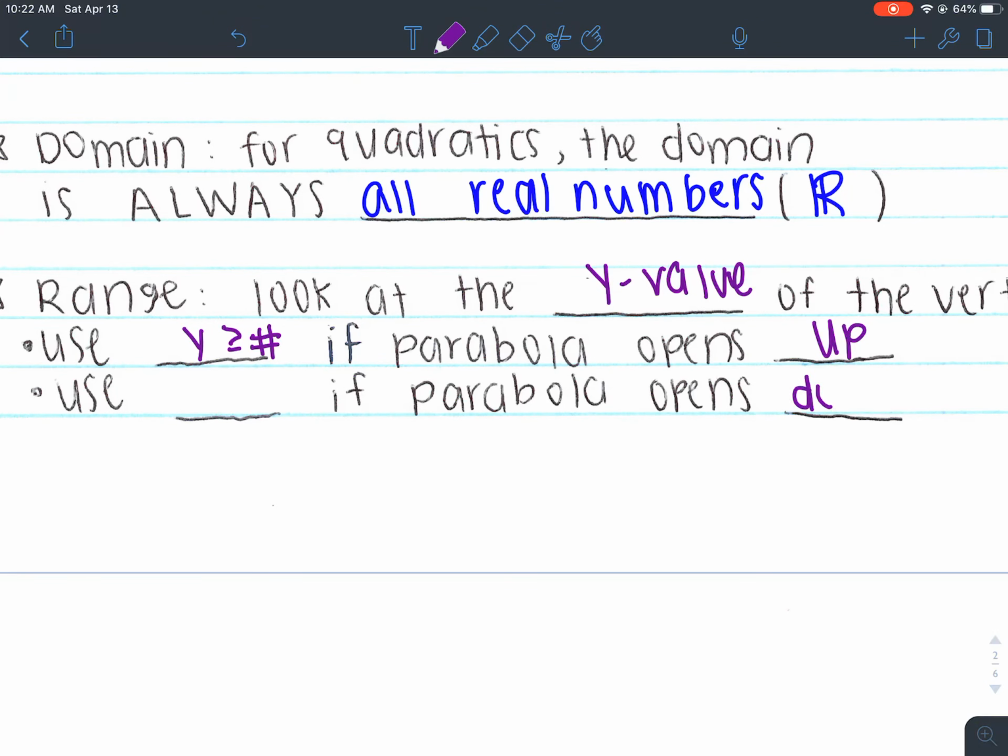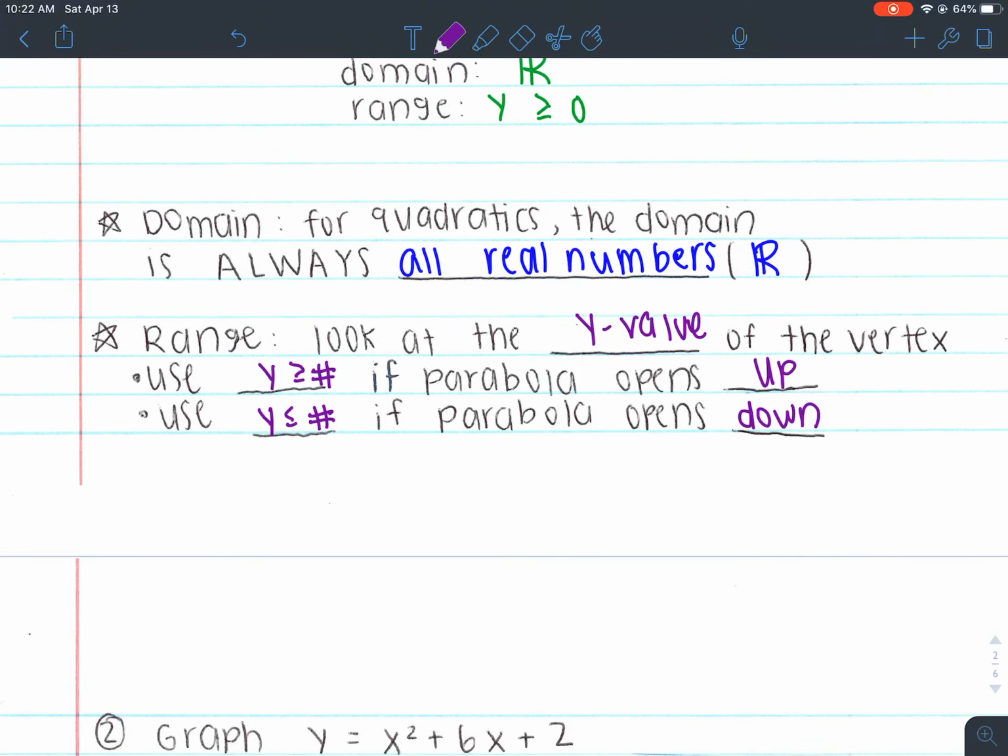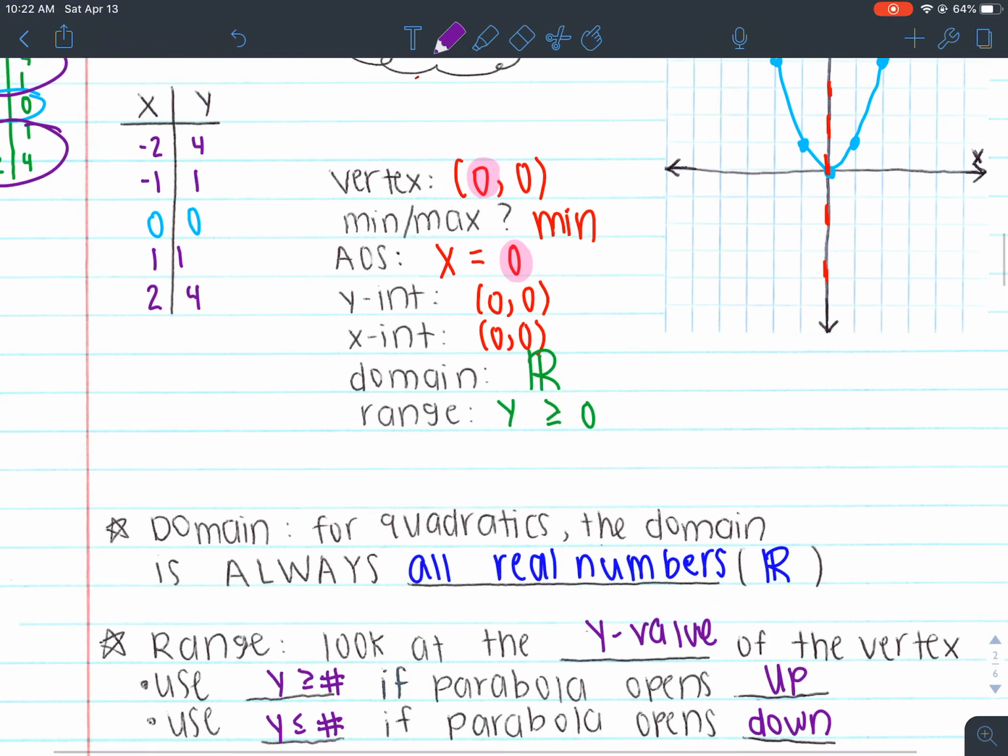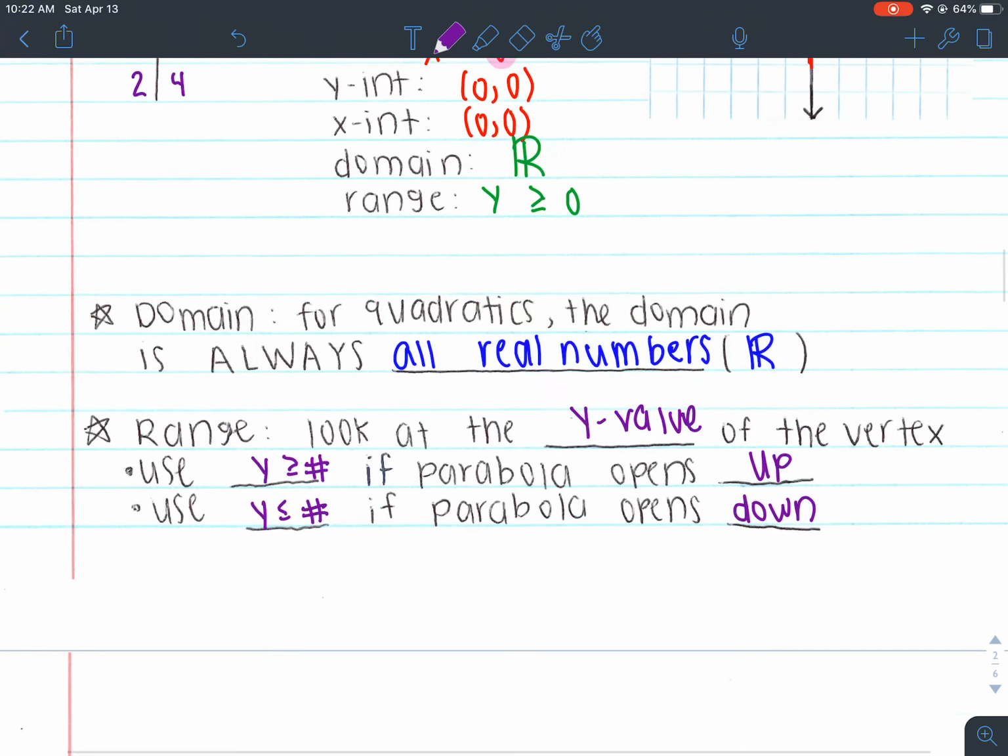So that means if it opens down, then it's going to be y is less than or equal to a number, okay? And that number is always the y value of your vertex. You can literally use all of this information by itself. You don't even need to graph it to get that information, really, okay? So once you know the vertex, then you can know all the other information.